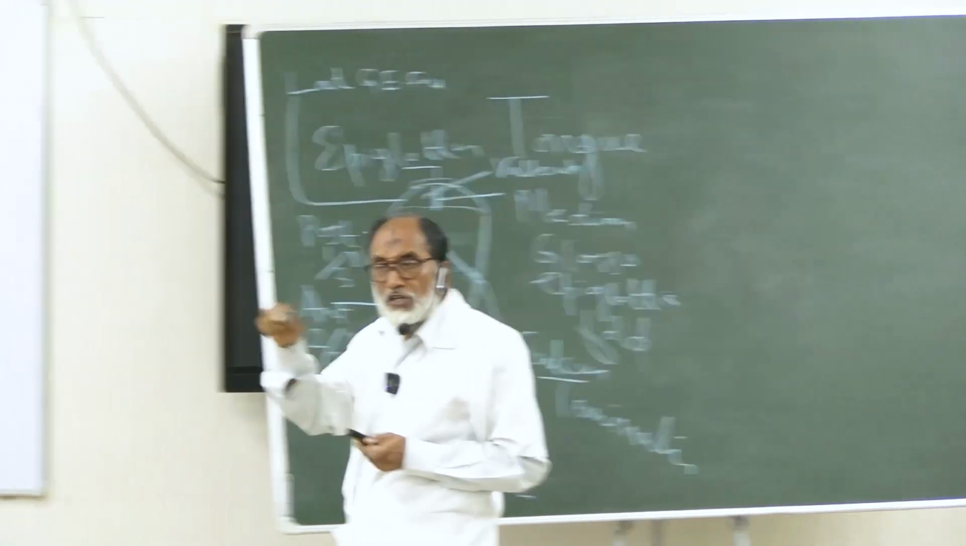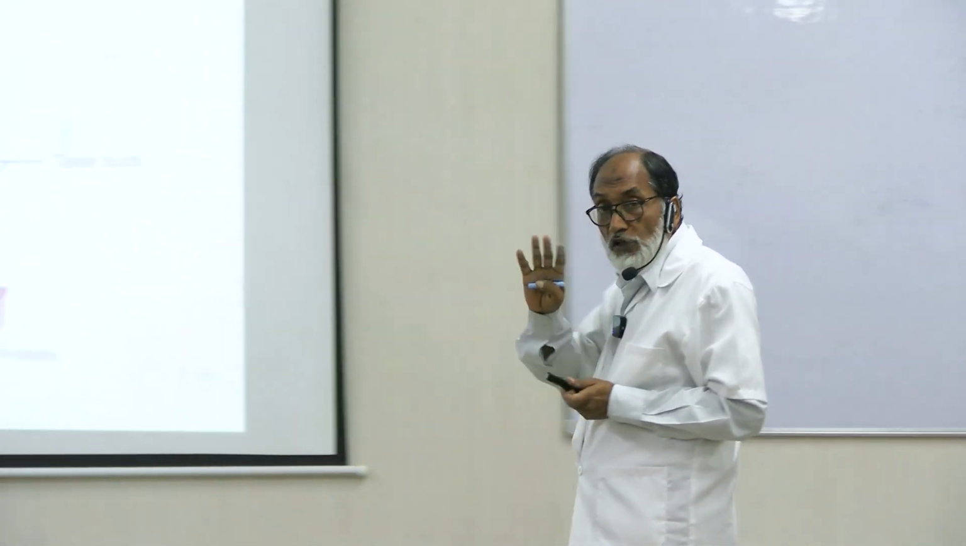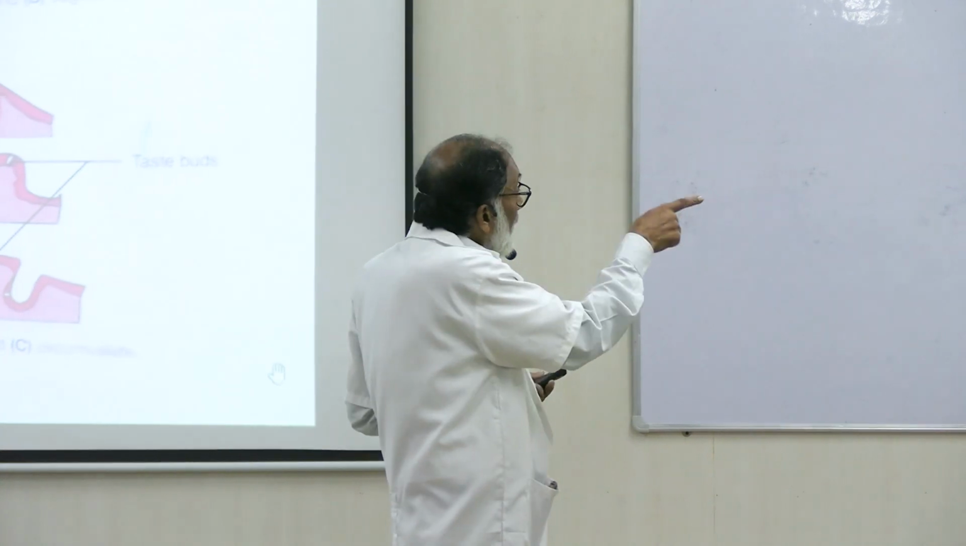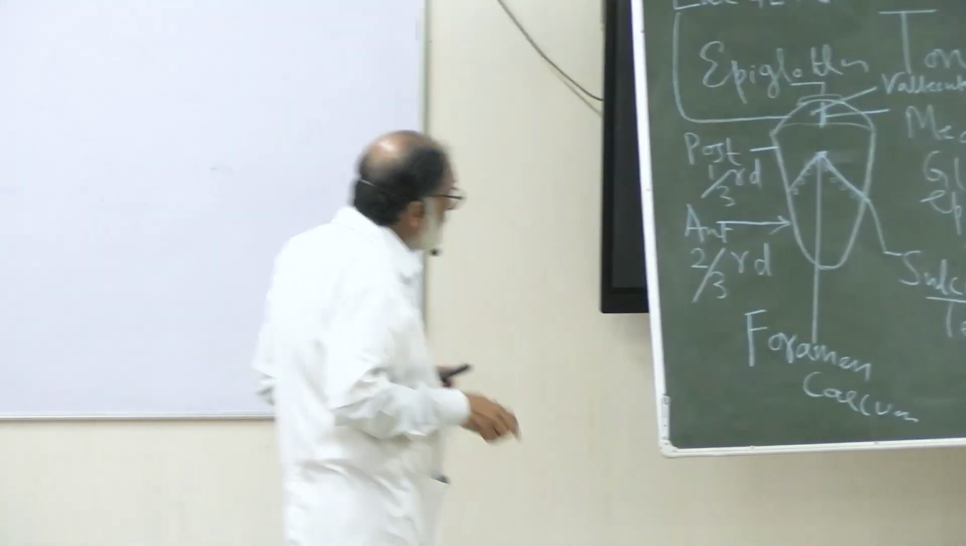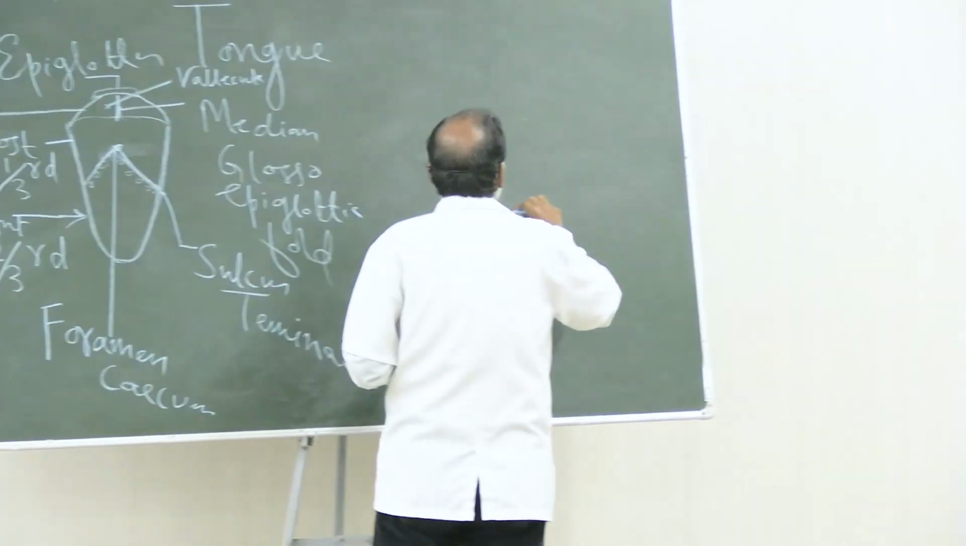There are about 8 to 12 circumvallate papillae. Now you have to know the difference between circumvallate papillae and fungiform papillae. In circumvallate papillae, suppose this is the circumvallate papilla.